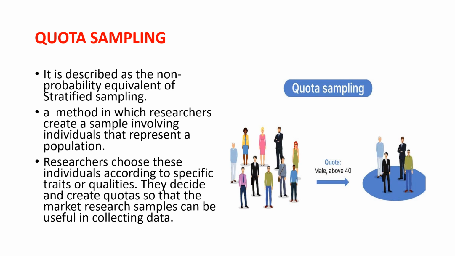Now coming to quota sampling, it is described as the non-probability equivalent of stratified sampling. In this method, the researcher creates a sample involving individuals that represent a population. The researcher chooses these individuals according to specific traits or qualities. They decide and create quotas so that the market research sample can be useful in collecting data. Supposing from this population, I'm looking for information about males above 40. So I create a quota for these and collect my data from there on.